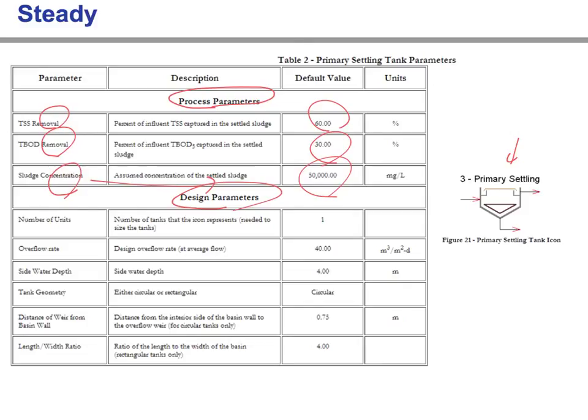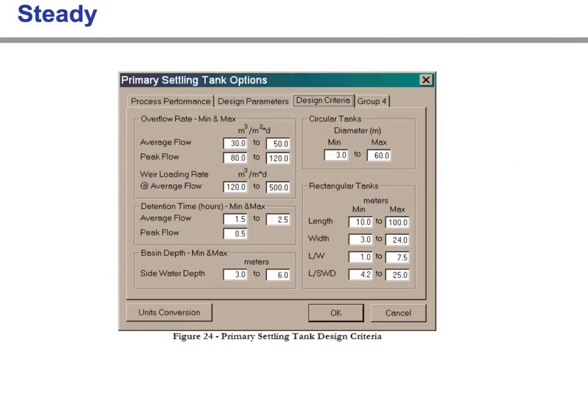Design parameters, on the other hand, are useful to determine the size of the reactors. So the number of units, overflow rates, width, tank geometry, and weir width ratio, length-width ratio, they are all used for determining the size of the primary classification. So this is an example of how we can use these design parameters to actually design this primary settling.